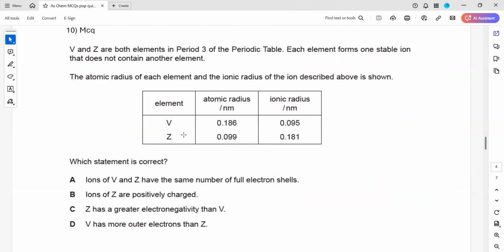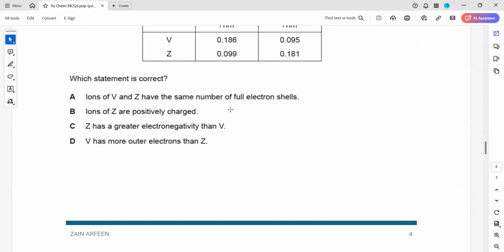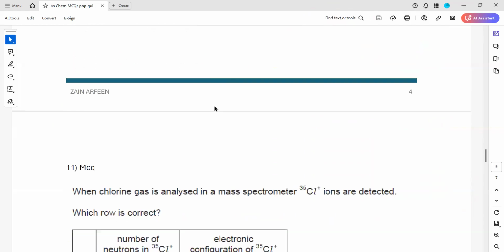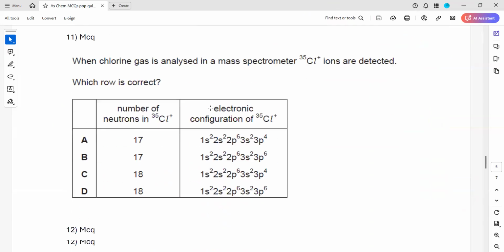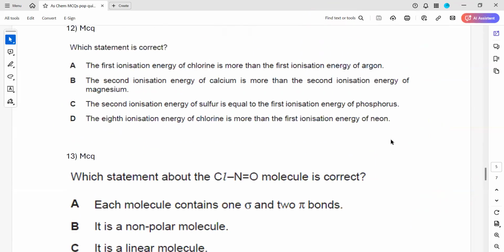So when an atom forms an ion, if it forms a positive ion, the size will decrease. The number of shells will also decrease. And for negative ions, the size will increase, but the number of shells remains the same. Question 11, 12, 13. Any doubt?